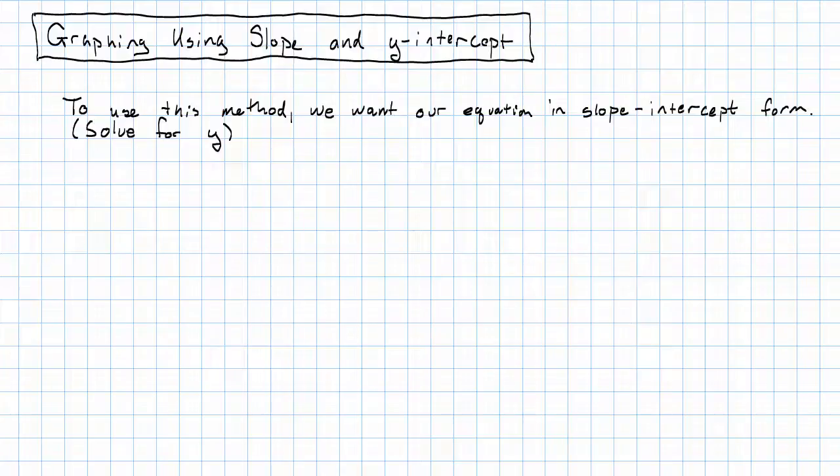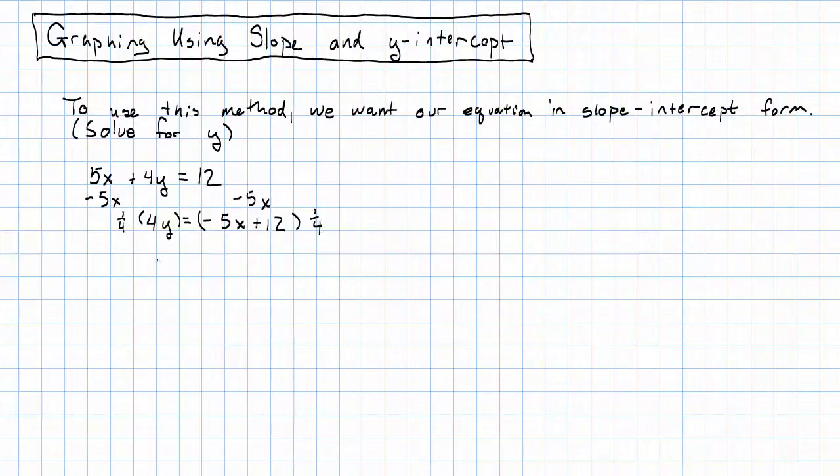So for example, in the last video, we were trying to graph the equation 5x plus 4y equals 12. To solve this for y, first we'll subtract 5x on both sides. We'll get 4y is negative 5x plus 12. And then we'll multiply both sides by a fourth. On the left, we're just left with y. On the right, when we distribute, we have negative 5/4 x plus 12 times a fourth is 3.